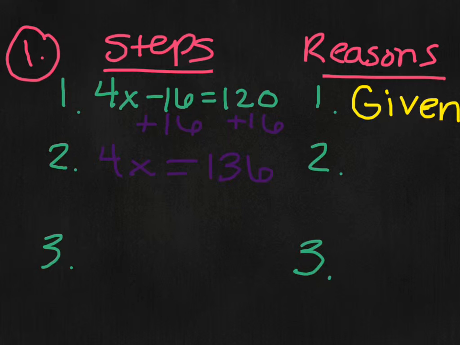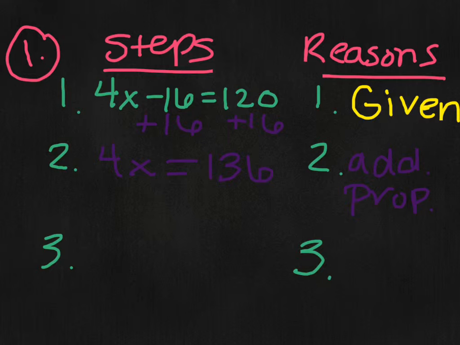And our reason behind that would be the addition property. And you can go ahead and abbreviate it. Make sure you have add and prop. Don't just put add. We need to know that you're talking about the property of equality. So make sure you include the property abbreviation.